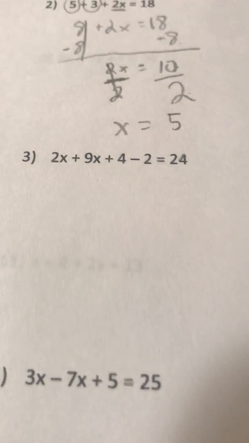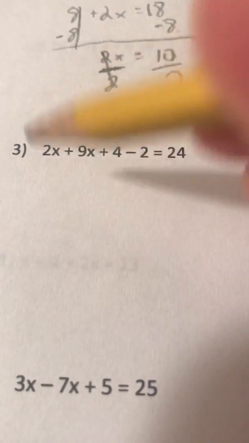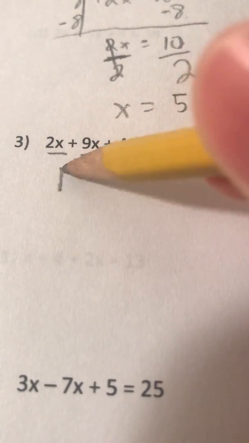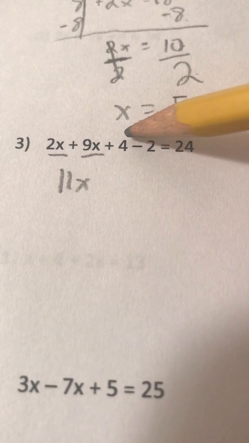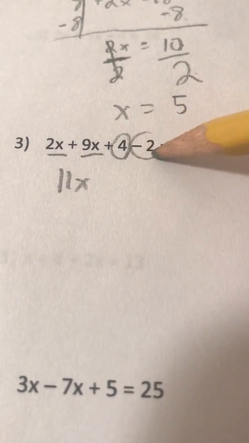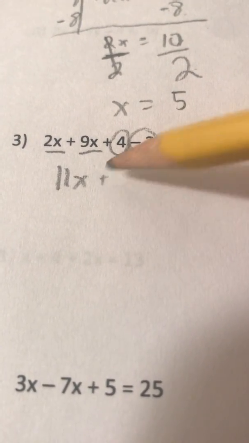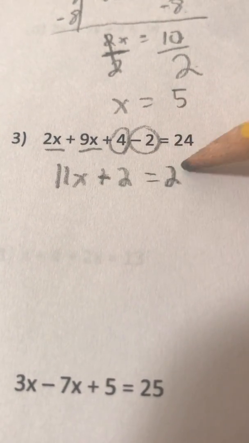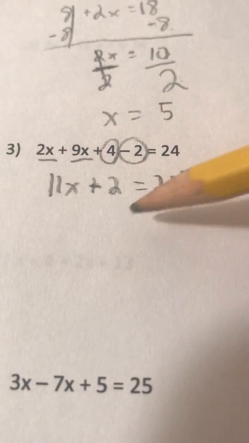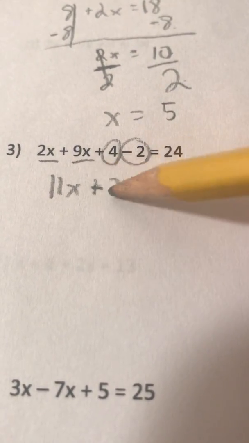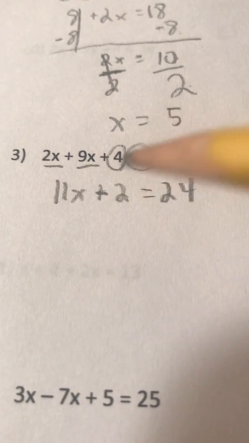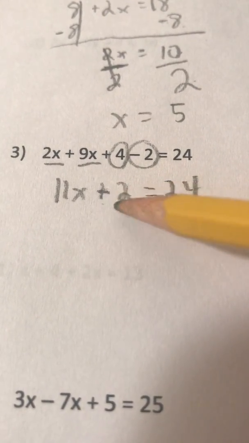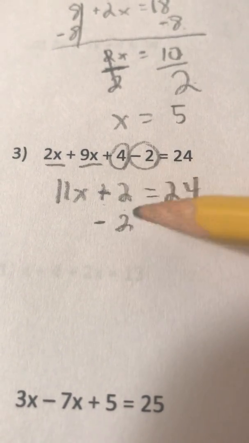Number 3. Combine like terms. 2x and 9x. That is 11x. I can combine this 4 with this minus 2. That equals 2. Positive 2. Now that I've combined like terms, I can get rid of the constant. Here's the constant. The constant is the number that is by itself. It doesn't have a variable. I'm adding 2, so I can subtract 2 to make that disappear.